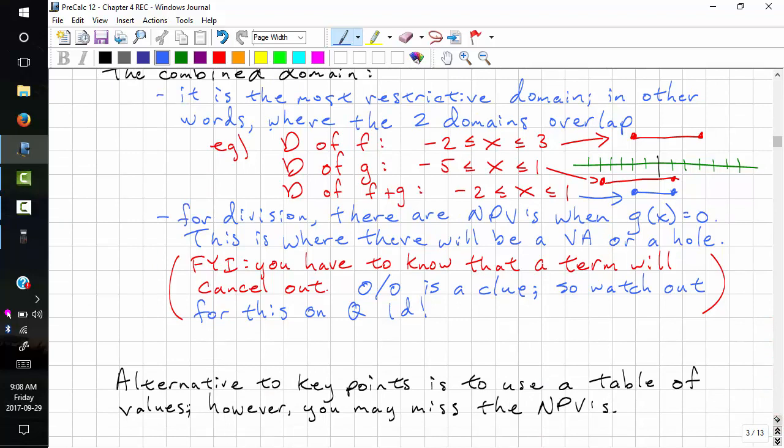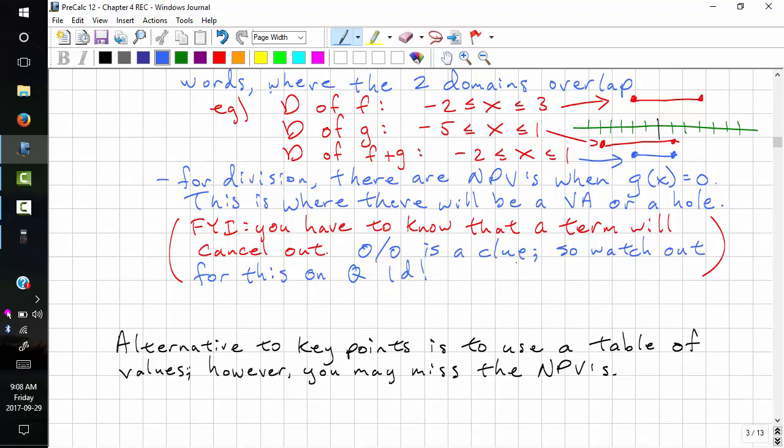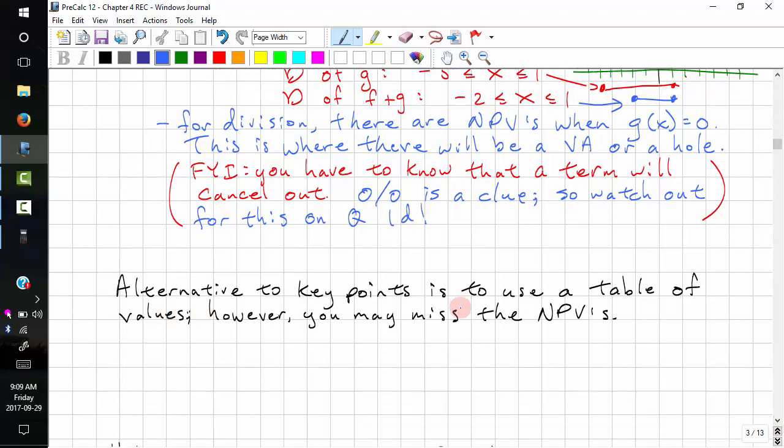And for division, there's going to be NPVs when g of x equals 0. And again, it'll be a vertical asymptote or a hole. And recall that 0 over 0 is going to be the hole. So watch out for this on question 1D of your assigned work. You can use a table of values. However, you might miss NPVs or other key points. I think it's not too much work to derive the key points on a test, because they're simple mathematics properties, but I'll let you decide once you do some work. And that completes this lesson.